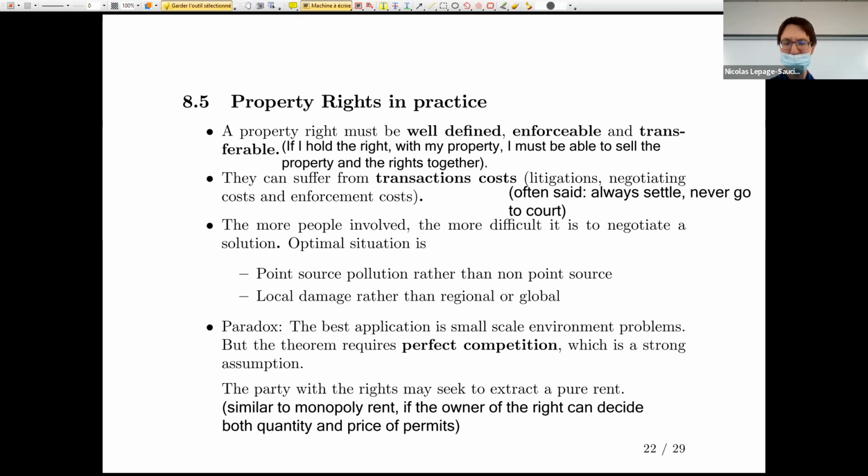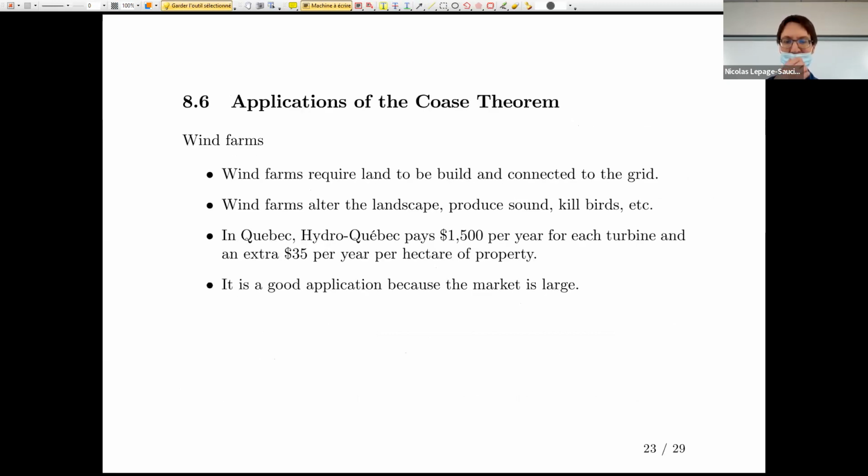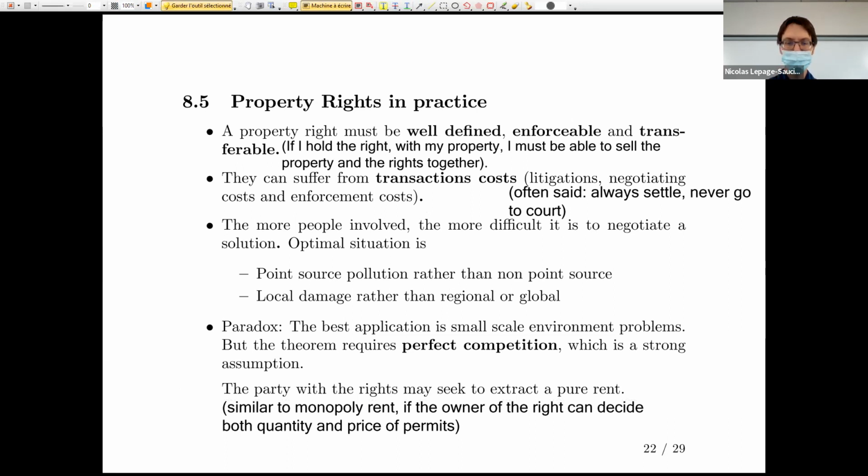Maybe once I asked that question, but I think not in this class. All right, so questions about this? No. Okay, so let's go to, so this is property rights in practice. What are the obstacles to applying them? But then, are we discussing something just theoretical?